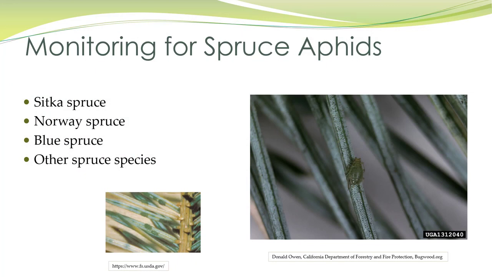Okay, spruce aphids are a real problem in our area, and mostly on blue spruce, Colorado blue spruce in particular in the Seattle area, but they can affect Sitka spruce, Norway spruce, and other spruce species. They're very tiny. They're about 1/16 of an inch, and you can kind of see the damage. You can see how tiny they are on the needles here.